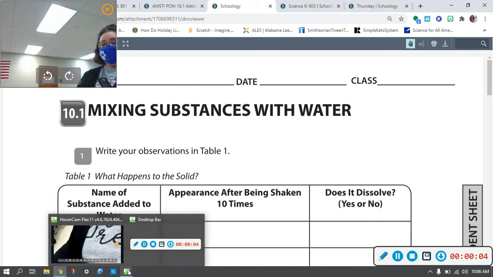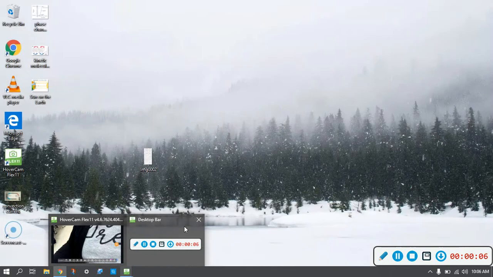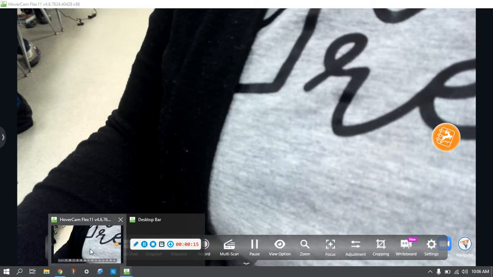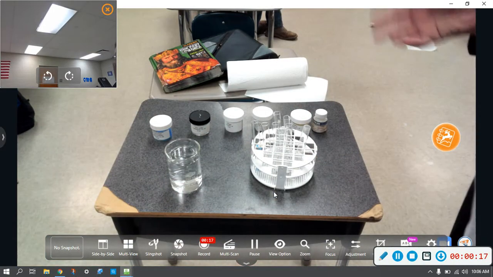Today we're doing Lab 10.1. We're going to be adding substances to water. I have all of my substances here.